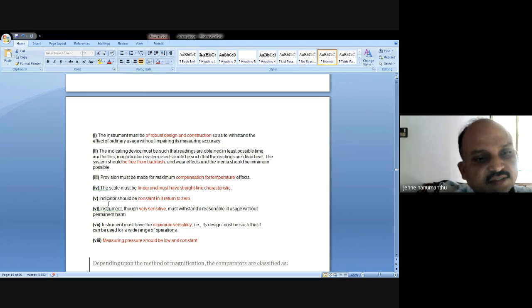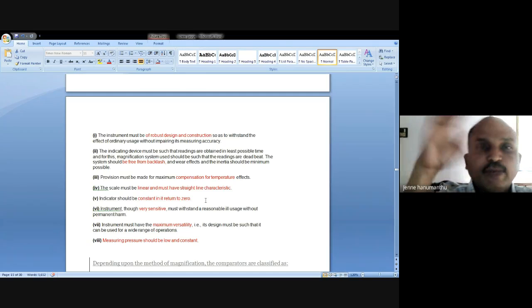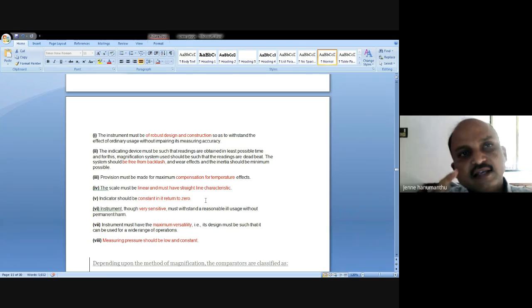And the indicator should return to zero. What type of indicator do we have to place in the construction of a comparator? If there is a value, the indicator will show some value. If there is no value, it comes to zero. Without any value, it doesn't show any reading.